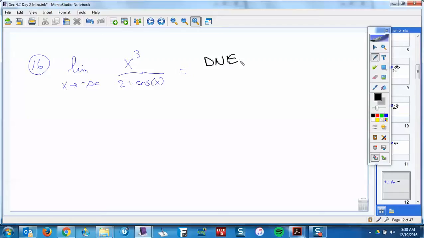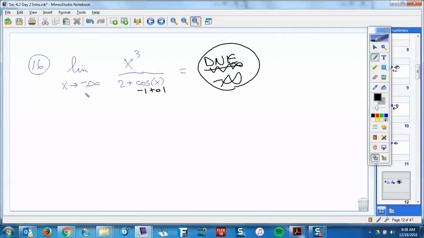Negative infinity. Headed towards negative infinity. Now, what's going on? As the top is going towards getting bigger and bigger, but negative, and when you cube it, it'll stay negative, so the top's getting really big, and this is bouncing back and forth from -1 to... now remember, negative infinity, so we're going way out here on the cosine graph.